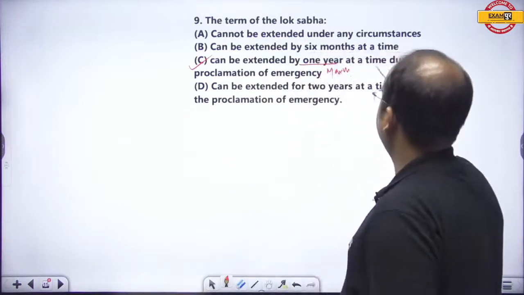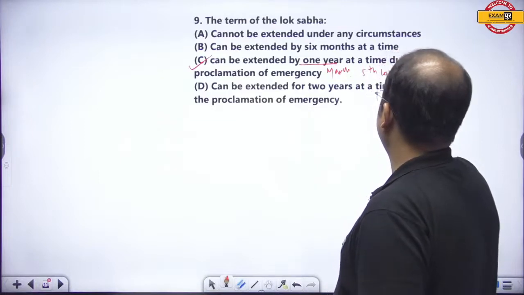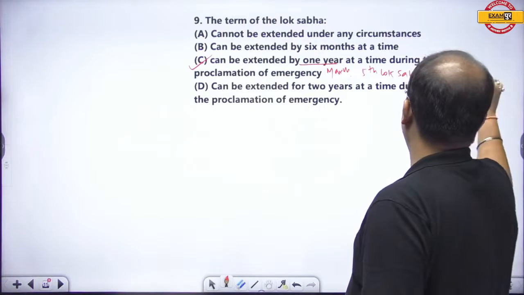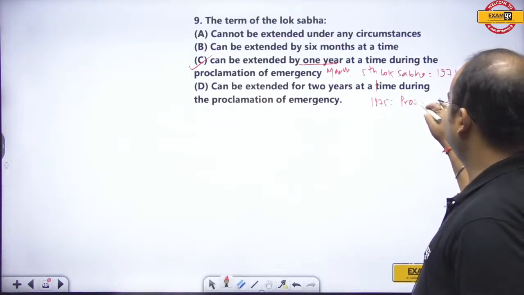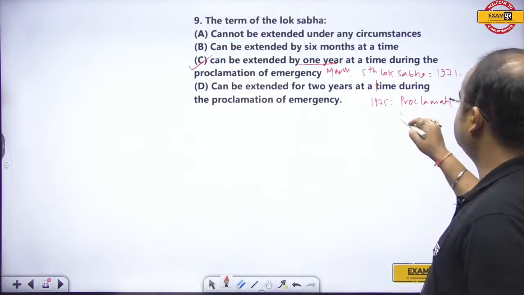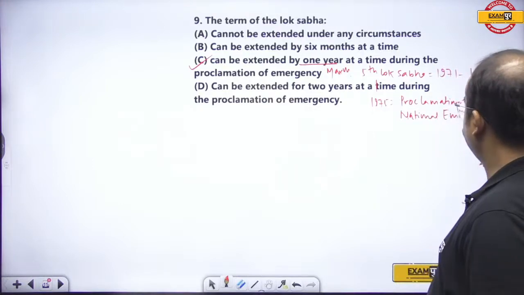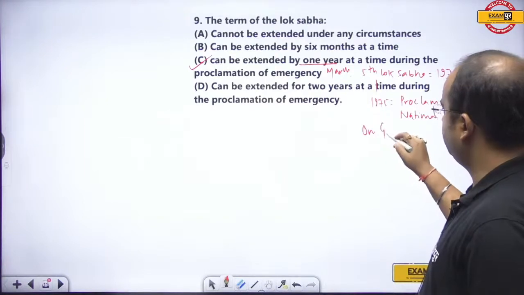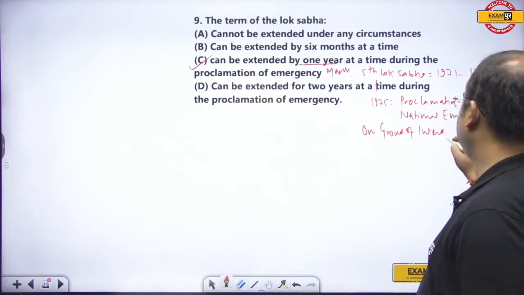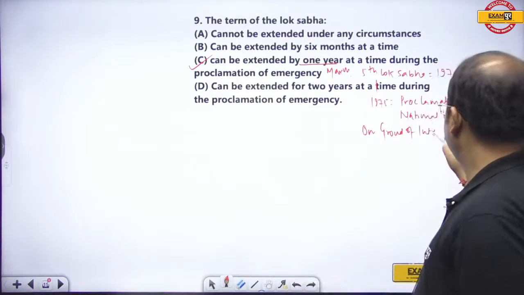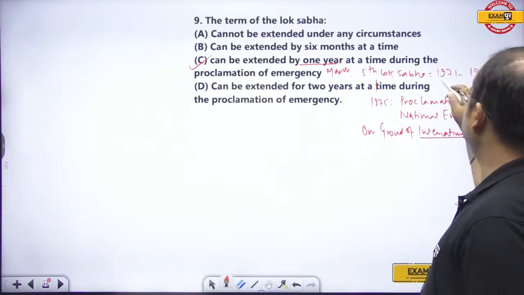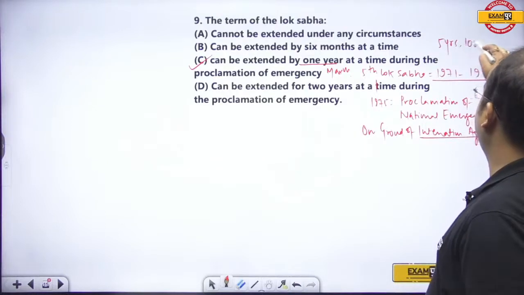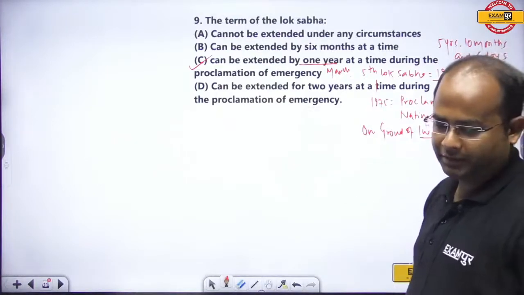Maximum 1 year, and this has happened during the 5th Lok Sabha. The 5th Lok Sabha time period is 1971 to 1977. The reason was this: in 1975 there was a proclamation of national emergency, on the ground of internal disturbance, by Mrs. Gandhi. So the term went up to 5 years, 10 months and 6 days. So the term of the 5th Lok Sabha was increased to 5 years, 10 months and 6 days.